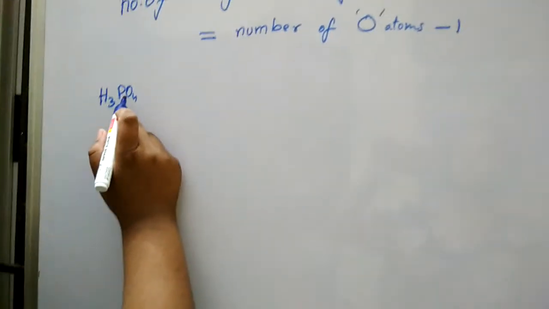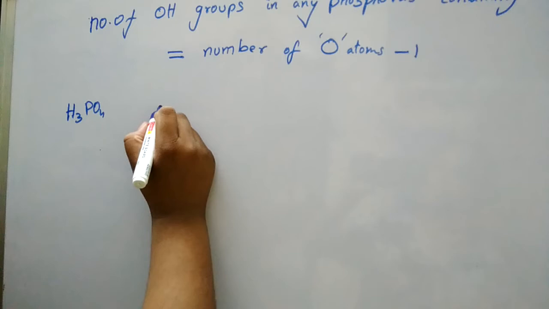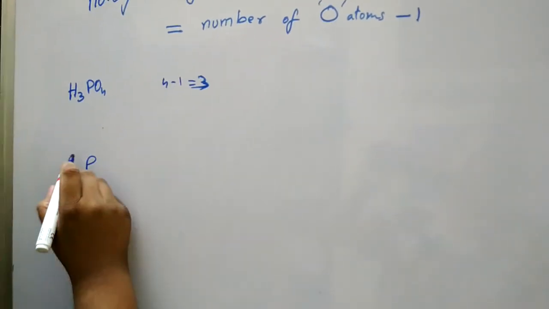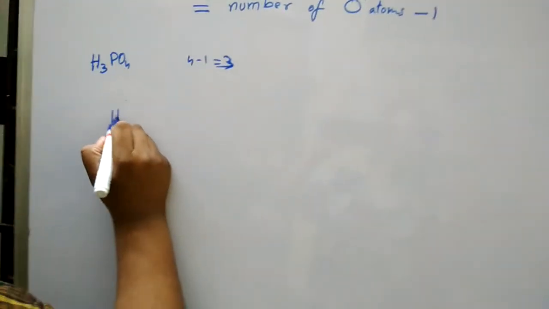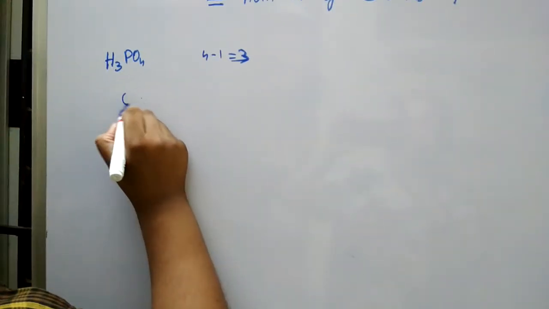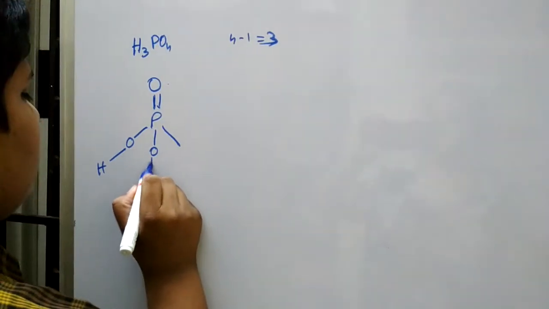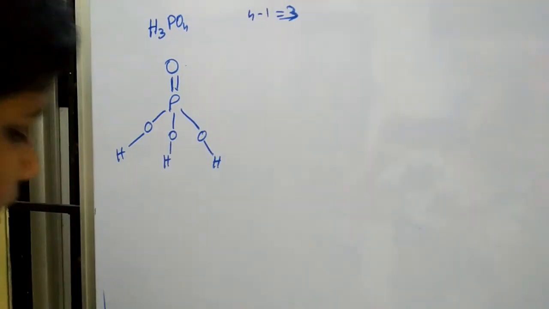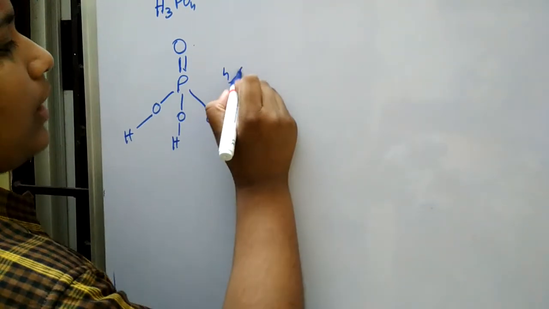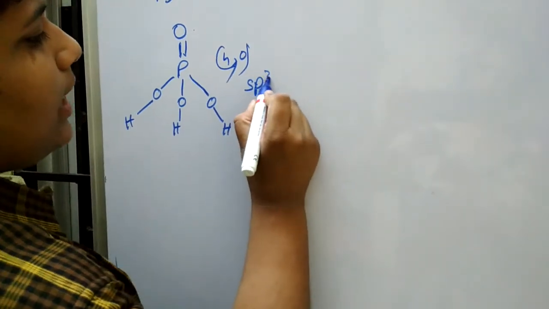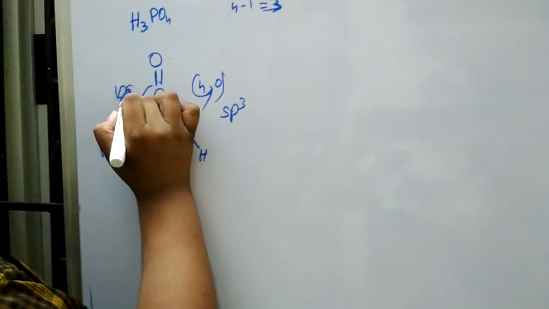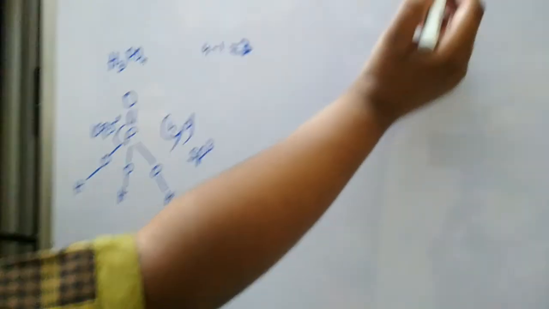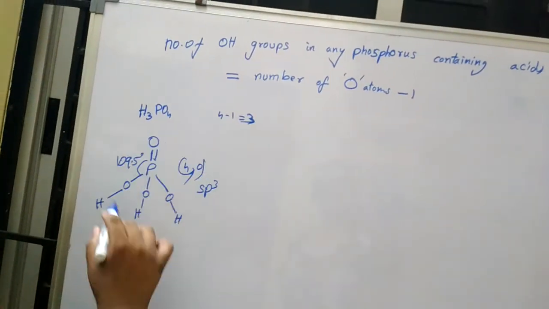To prove this, let us take an example of H3PO4. You see, it has 4 oxygen atoms. So, the number of OH groups is equal to 4 minus 1, that is equal to 3. Let's check it. Phosphorus has 5 valence electrons and 4 oxygen atoms. That means 3 OH groups and 1 oxygen directly bonded with phosphorus. If you see, this phosphorus has 4, 0. That means it has a hybridization of sp3. So it also has a bond angle of 109.5 since it has no lone pairs. According to this formula, the number of OH groups in phosphoric acid comes to 3.